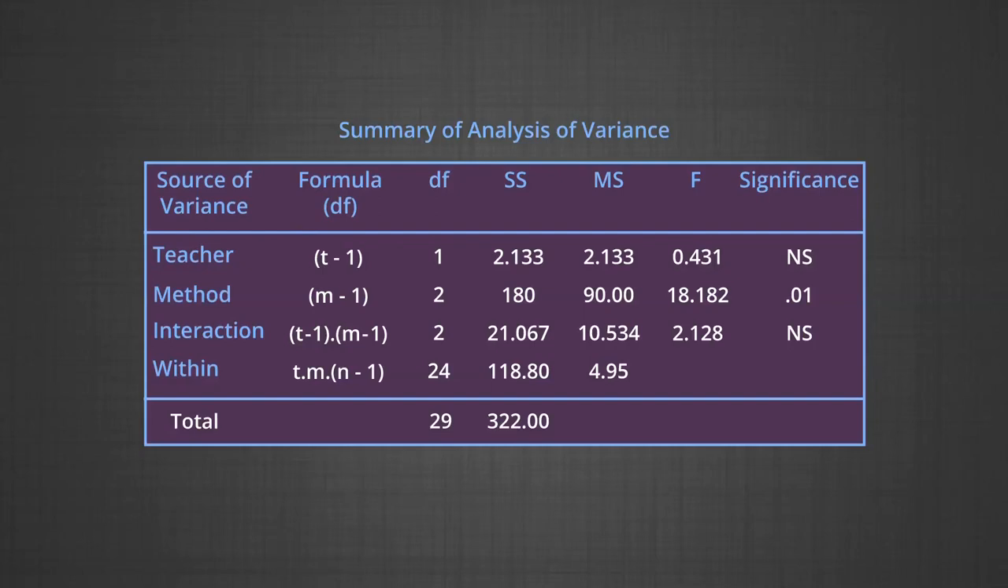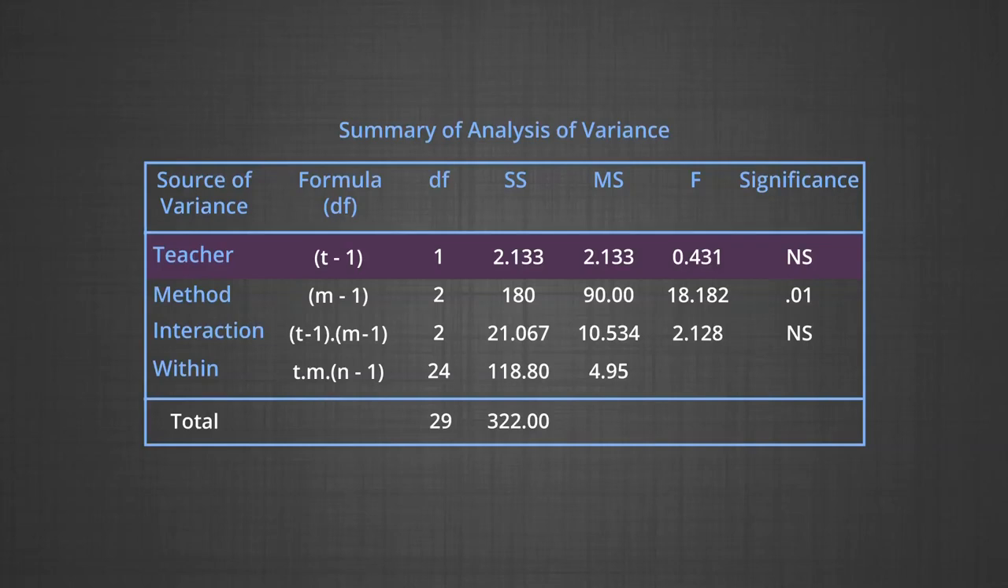To have everything at a glance, we come to the summary of analysis of variance. This table has 6 columns. First column is source of variation, then the degrees of freedom, then SS, then MS, F, and then the significance of the F. And the values shown here are T minus 1, which is equal to 1, 2.133 is the SS, MS is 2.133, F value is 0.431, and this is not significant.